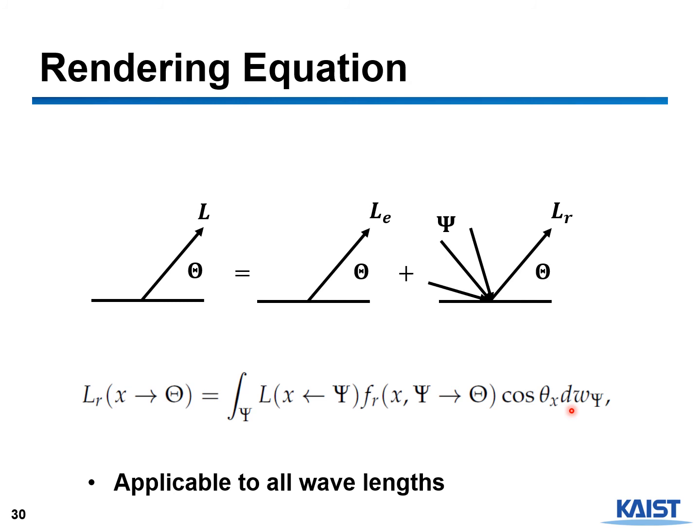Overall, the derivation is very similar to the radiosity equation. But the main difference is that in the rendering equation, we need to consider the view-dependent incoming radiance and the BRDF, and that way we can also consider the outgoing reflected radiance value.